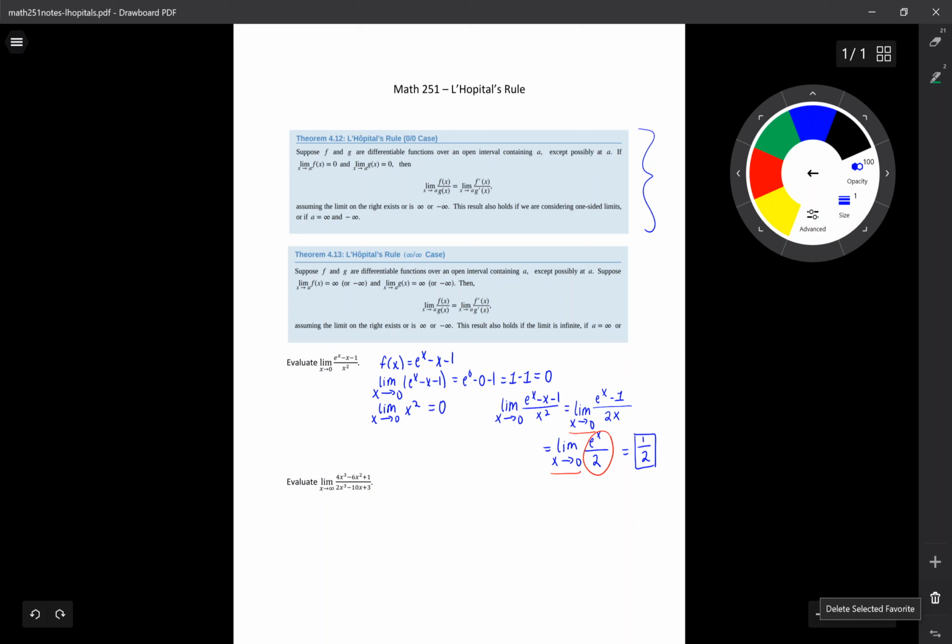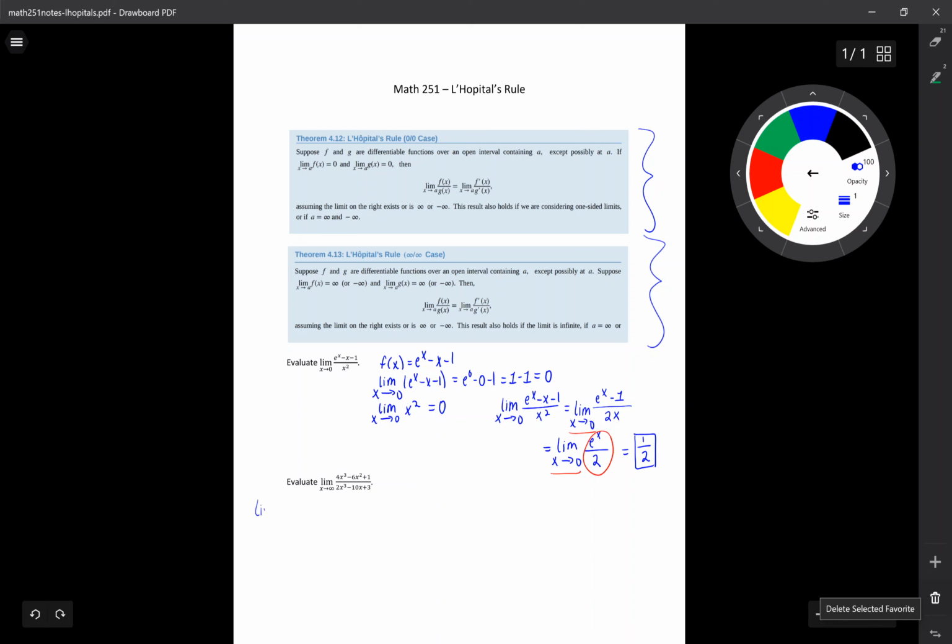We have the limit as x goes to infinity of (4x^3 - 6x^2 + 1) divided by (2x^3 - 10x + 3). So if I plug in, quote, plug in infinity into the top and the bottom here, I would get infinity over infinity, which is our second case here. So let's take some derivatives and see what happens.